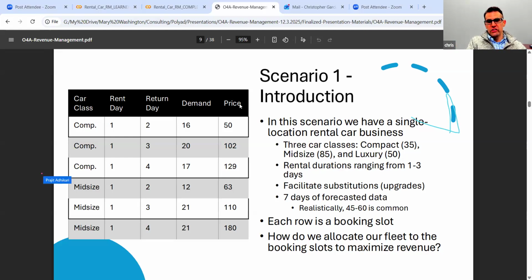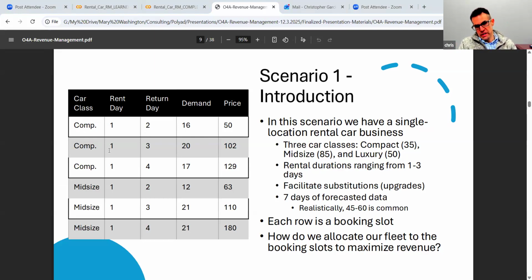So again, this is a sample of what we'll see in the real data set for this first scenario. You can see here each row is a specific booking slot. For instance, this first row is a booking slot for a compact car, which is going to go out on day 1 and be returned on day 2. We can see we have 16 of these, and the price for this is going to be 50.